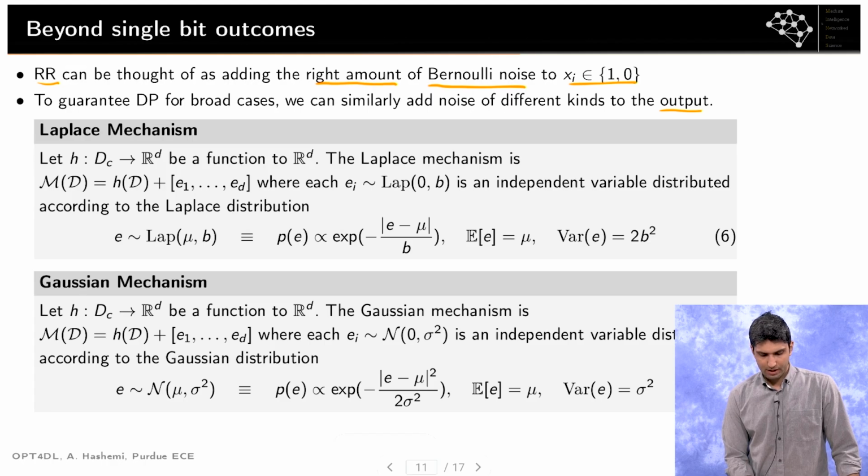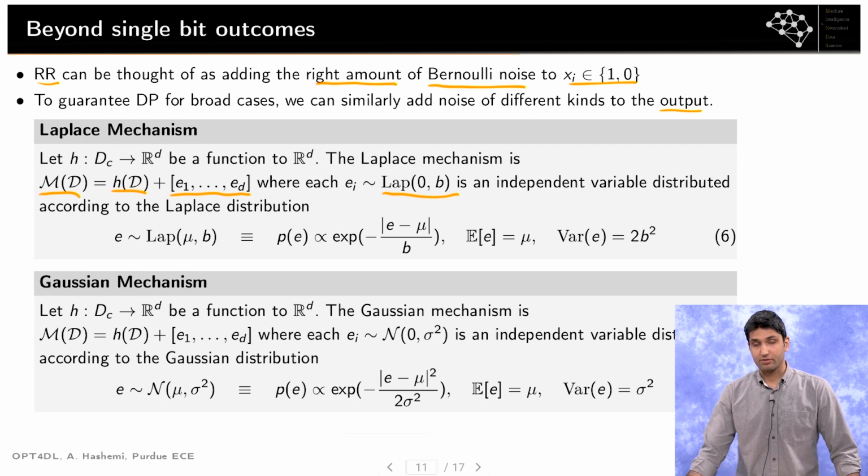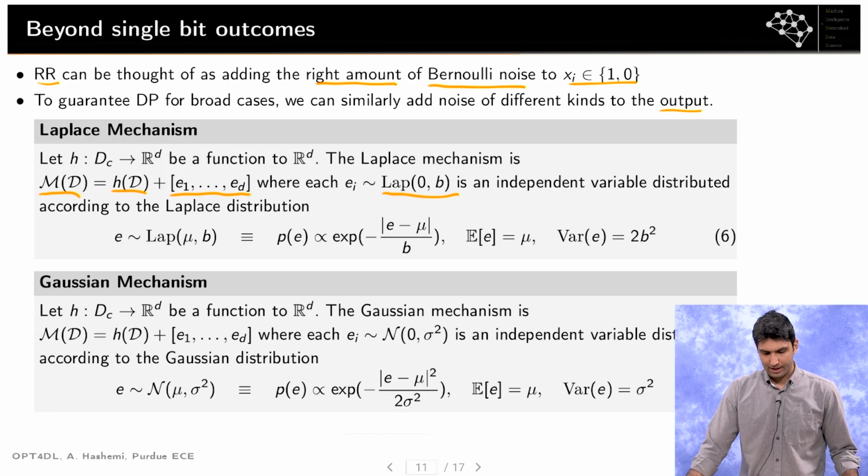Then the Laplace mechanism says that all you need to do to get a differentially private mechanism is to define this randomized mechanism. It takes the outcome of H and adds a vector of noise to it, where each coordinate e_i is a random variable distributed according to the Laplace distribution. The coordinates are also independent. So what is the Laplace distribution?